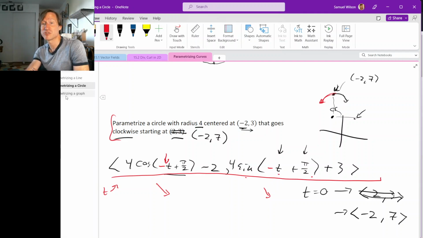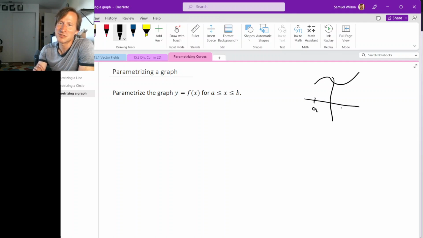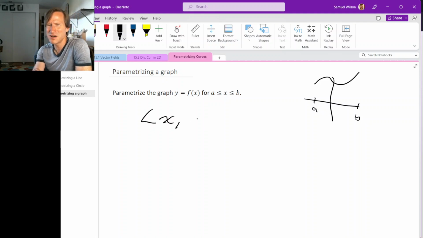The last common parametrization is parametrizing a graph. So let's parametrize the graph of a function. Now if we have some function from x equals a to x equals b, we actually have a parametrization built in, right? Because if x is x, what does y have to be? Well, to be on the graph, y has to be f of x. And so there's your parametrization, done.